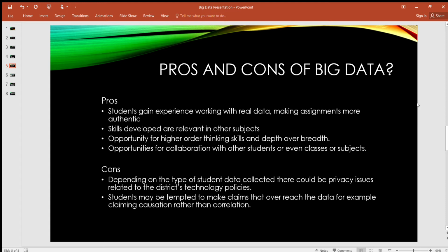Okay. Two things to look out for in terms of cons are, we have to make sure that, depending on what kind of data about a student is being collected, we're not in violation of any of our district technology policies in terms of student privacy. Okay. And the last thing is just that students may be tempted to overreach on their claims of what their data is telling them. Okay, if we have enough data for correlation, we don't want students to think that there's causation involved.